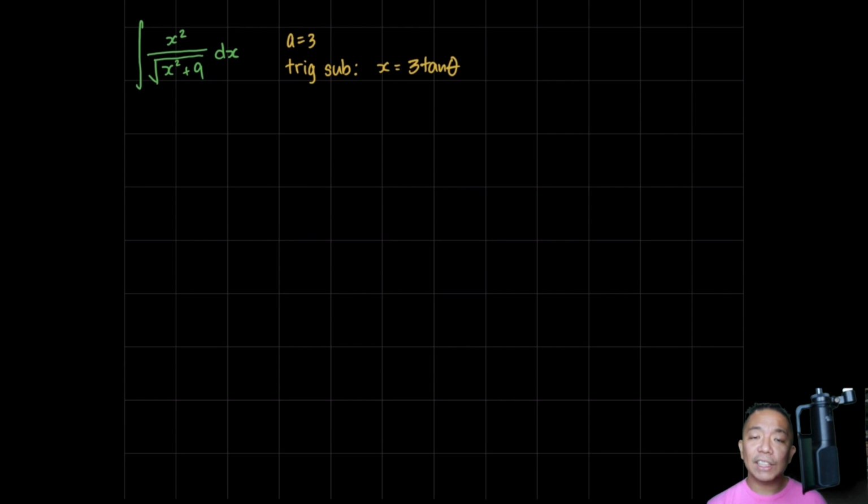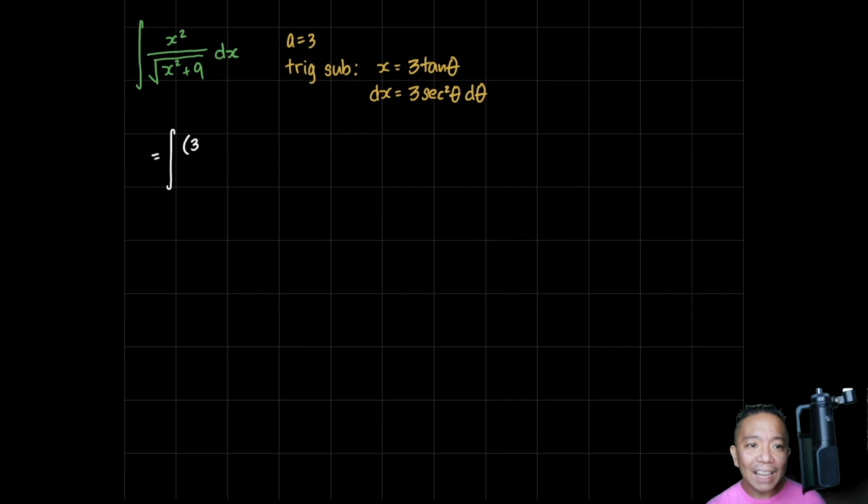We take the derivative of 3 tangent theta with respect to theta. So dx over d theta will be equal to 3 secant squared theta. Then pag nilipat natin yung d theta sa right side, it will be equal to 3 secant squared theta d theta. We are now ready to apply the substitution of these expressions dun sa original na given natin.